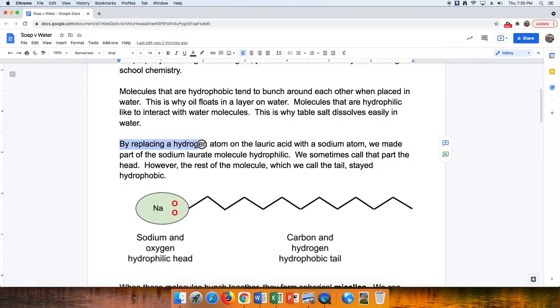By replacing a hydrogen atom on the lauric acid with a sodium atom, we made part of the sodium laurate molecule hydrophilic. We sometimes call that part the head. However, the rest of the molecule, which we call the tail, stayed hydrophobic.